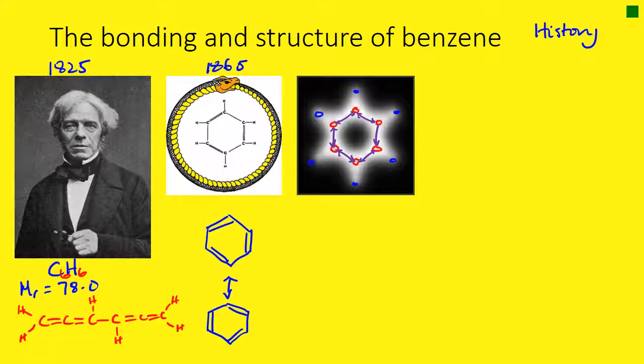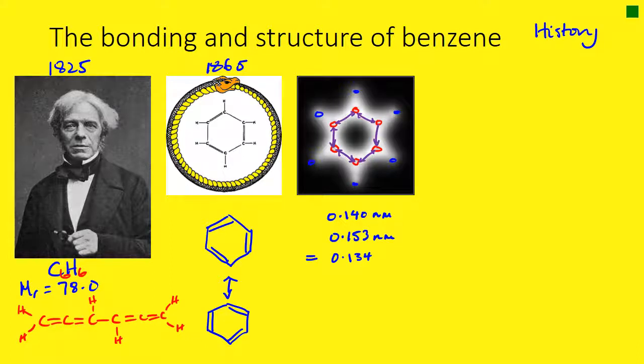0.14 nanometers long. So 0.140 nanometers long, which is not what you would expect if you had either of these resonance structures with the 3 double bonds and 3 single bonds. Because a single bond is about 0.153 nanometers, and a double bond, being slightly stronger, is a shorter bond, and that would be 0.134.